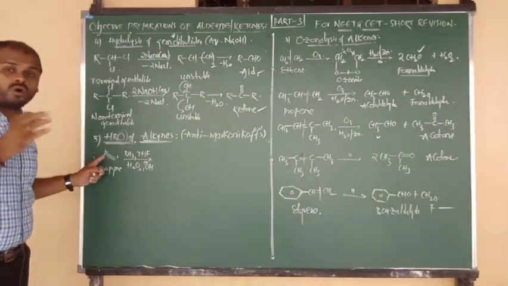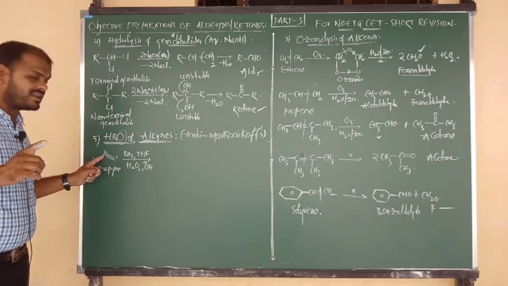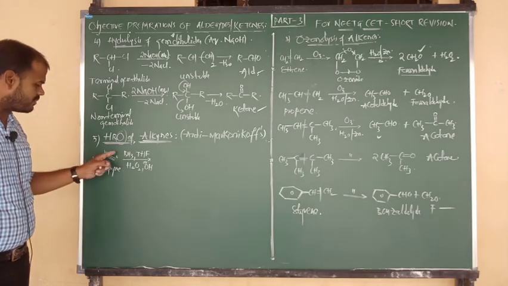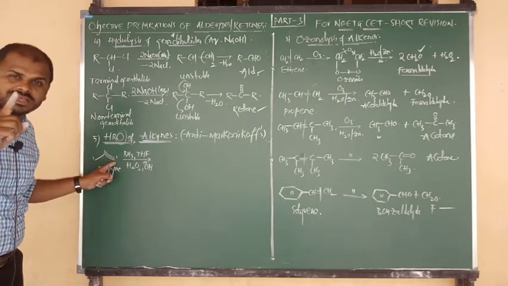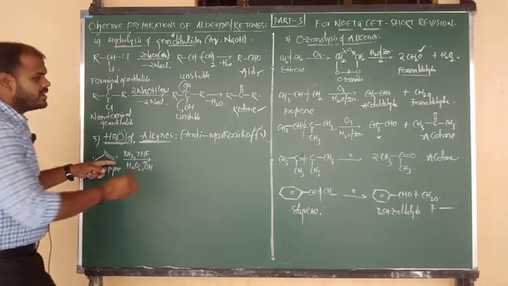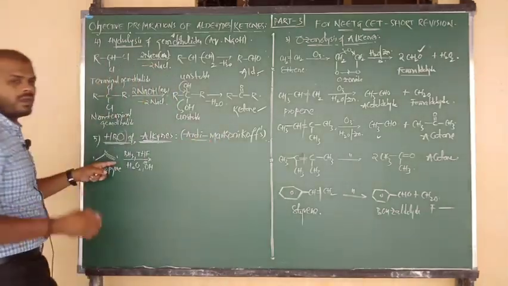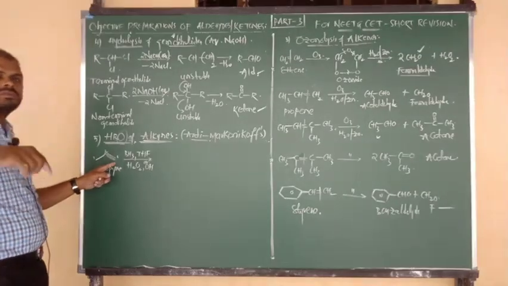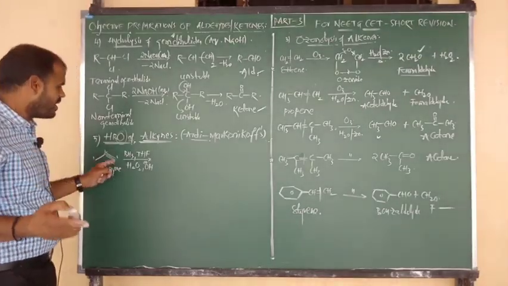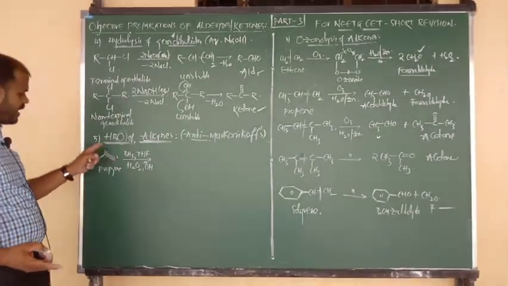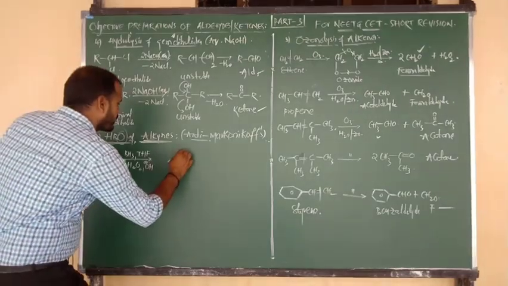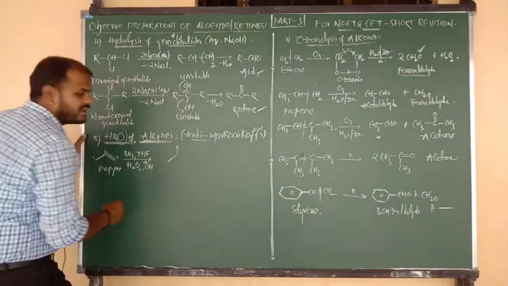Second carbon, no more, just C is there. So the second carbon contains less number of hydrogen atoms. The third carbon contains one hydrogen, more number of hydrogen atoms. So as per the anti-Markovnikov rule, the negative part is given to the carbon which contains more number of hydrogen atoms. Means OH is given to the first carbon, H is given to the second carbon.